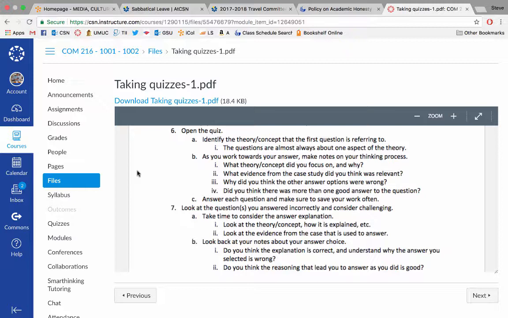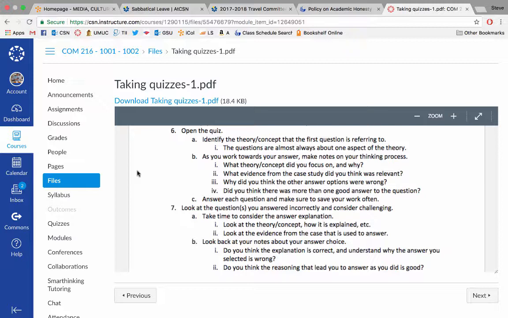And the other thing I suggest you do, as you're working towards your answer, or maybe once you've decided on an answer, is make some notes. What theory or concept did I use to decide on this answer? What evidence from the case study did I decide was useful to answer the question? Maybe why do you think some of the options are wrong? Sometimes an option has nothing to do with anything, and it's easy to say that that one's definitely not the correct one. Or do you think maybe there was more than one good answer to the question?